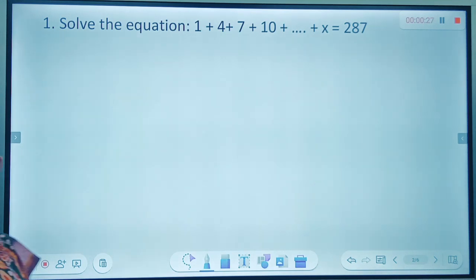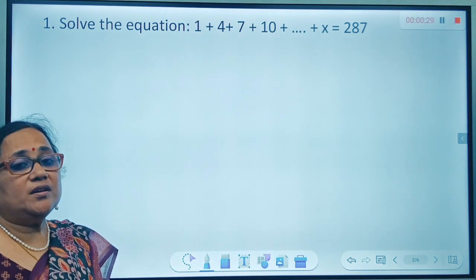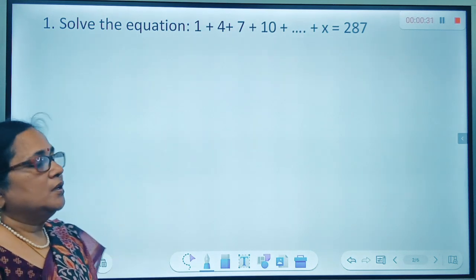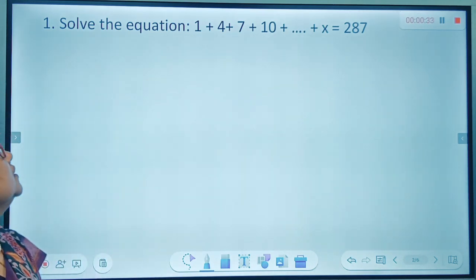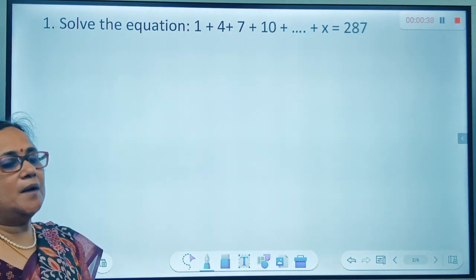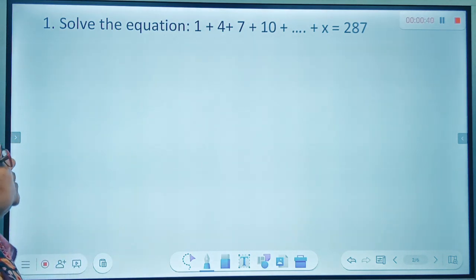Solve the equation. What do you mean by solving an equation? Finding the unknown. Here the unknown is x. So solve the equation 1 plus 4 plus 7 plus 10 etc. up to x equal to 287.